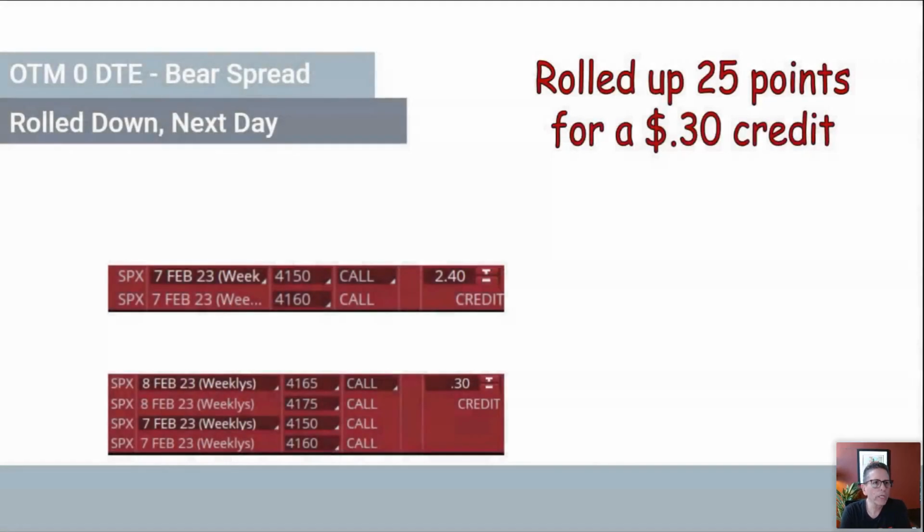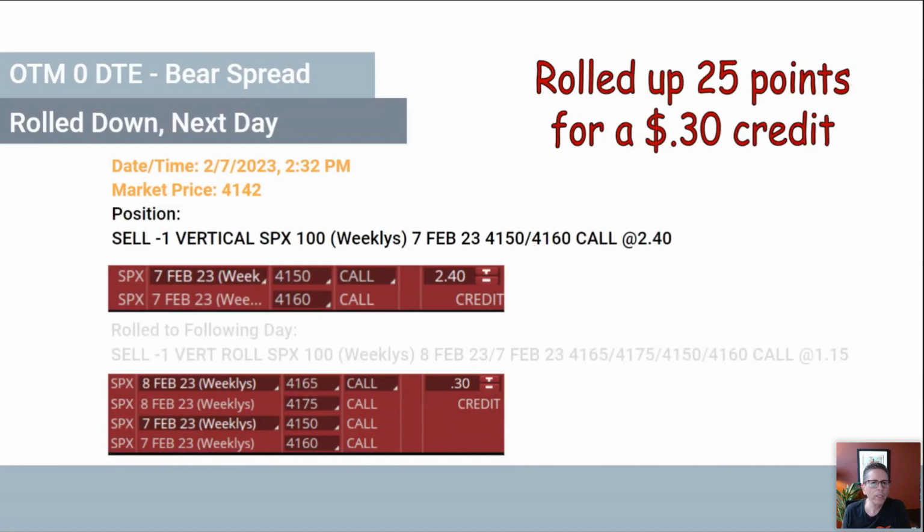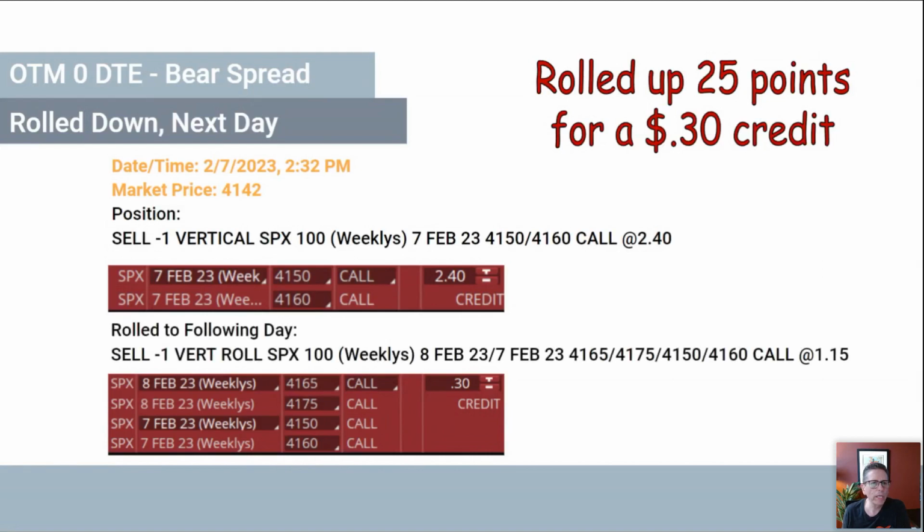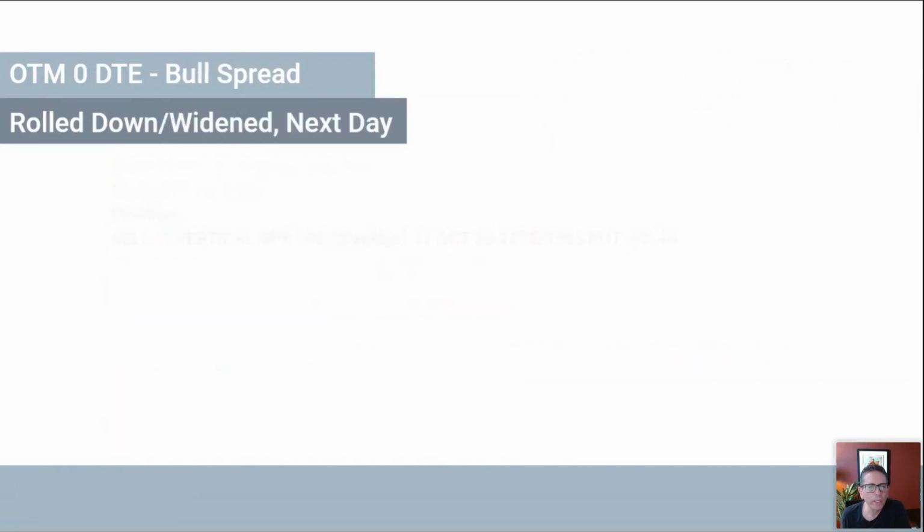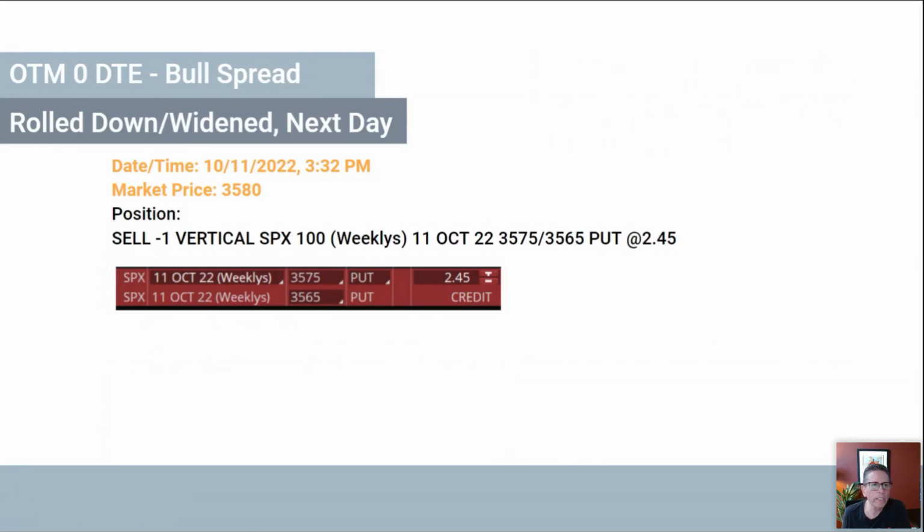All right, so here you have a bear spread rolled down to the next day. Got 240, and let's see here. Yeah, so you rolled up 25 points for a 30-cent credit, basically. So this is wrong, it should be 30 cents here. Sorry about that. Okay, so the next one is bull spread rolled down, widened next day.